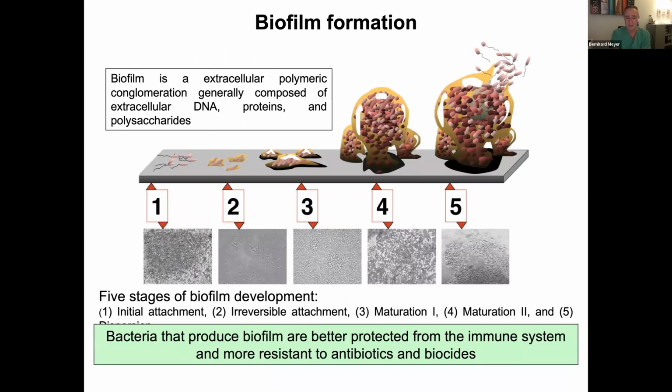So bacteria that produce biofilms are better protected from your immune system, and they are a lot more resistant to antibiotics or biocides than your regular inflammatory agents that you will see. And these are the 4 or 5 stages of biofilm formation.